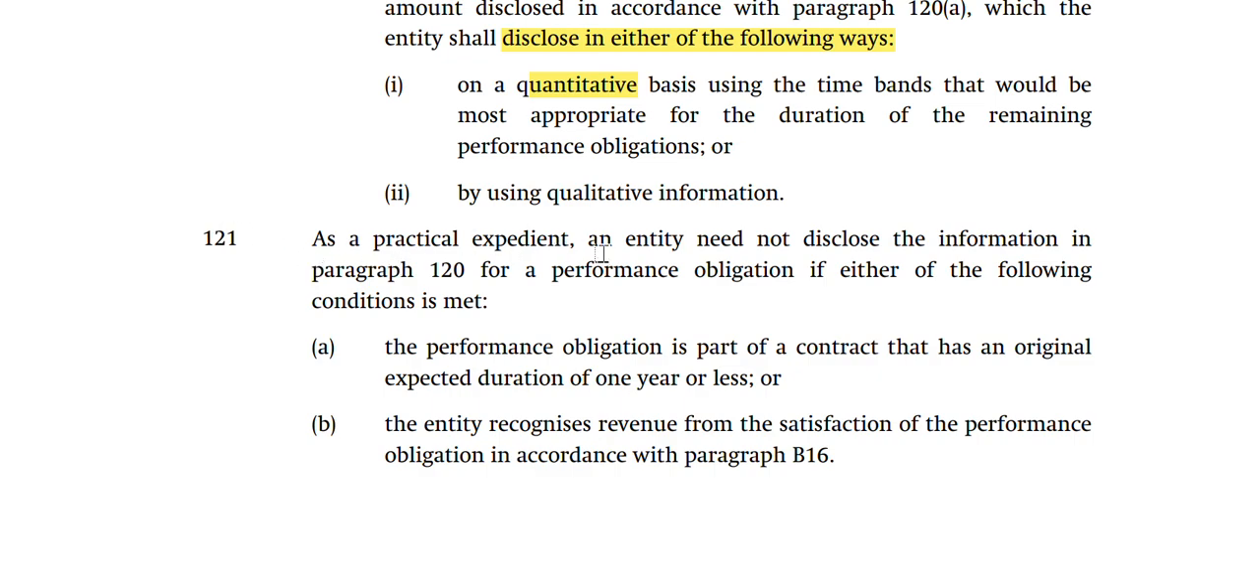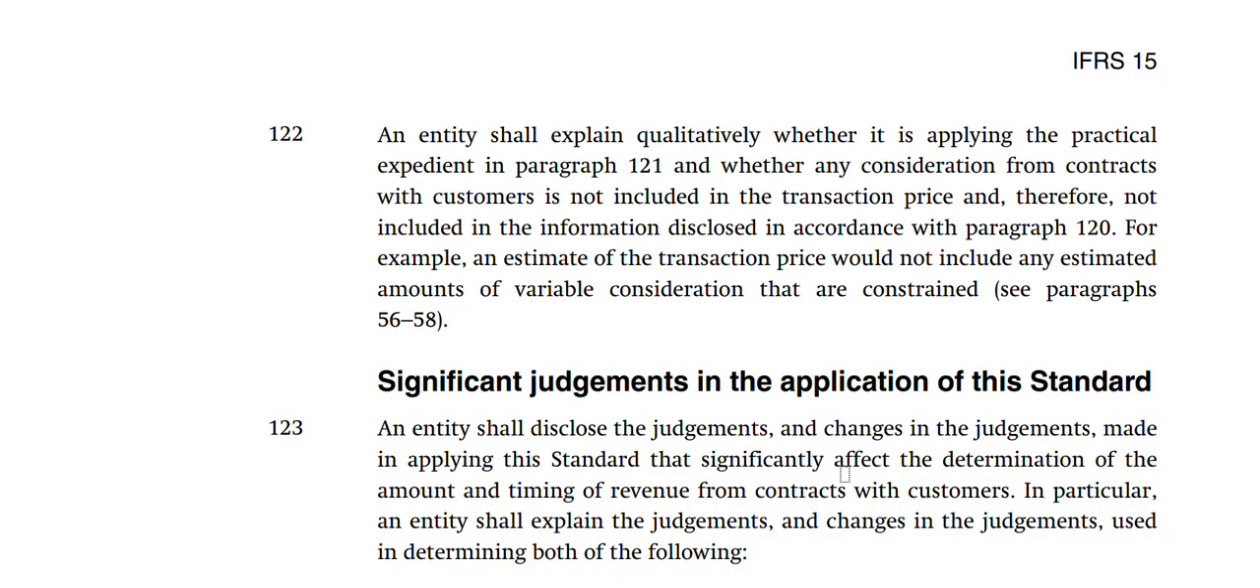As a practical expedient, an entity need not disclose the information in paragraph 120 for the performance obligation if either of the following conditions are met: the performance obligation is part of a contract that has an original expected duration of 1 year or less, or the entity recognizes revenue from the satisfaction of the performance obligation in accordance with paragraph B16.